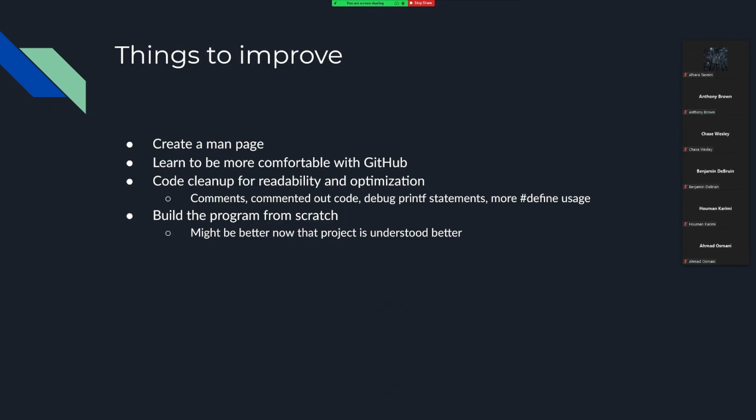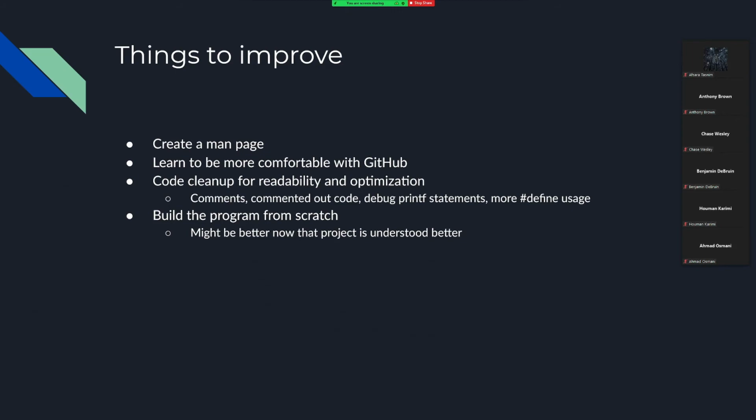Next thing we could improve: code cleanup, readability and optimization. If you were to take a stroll through our GitHub repository, you would find a lot of comments and printfs and commented out functions and stuff that are no longer being used. So it could definitely use a bit of cleanup overall, make things look a little bit nicer and more concise.